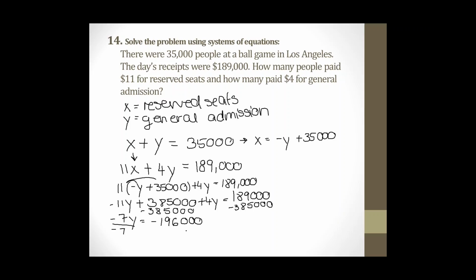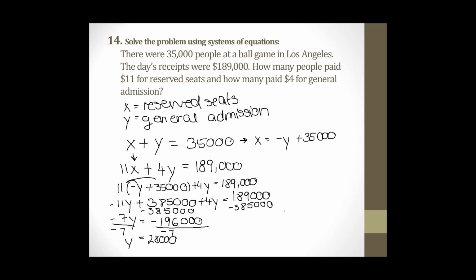Now we're still focusing on y, so we have to divide by a negative 7. What do you get if you divide this big number by a negative 7? 28,000, that sounds about right. All right, what does this mean pertaining to the problem? That means that there were 28,000 general admission tickets sold.